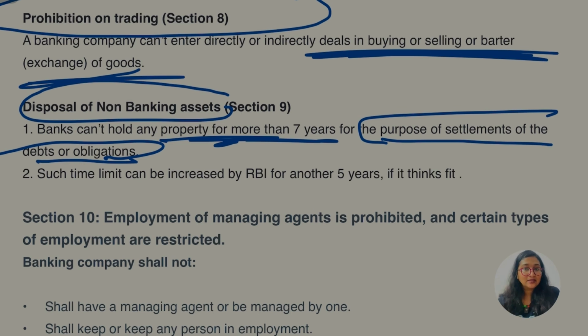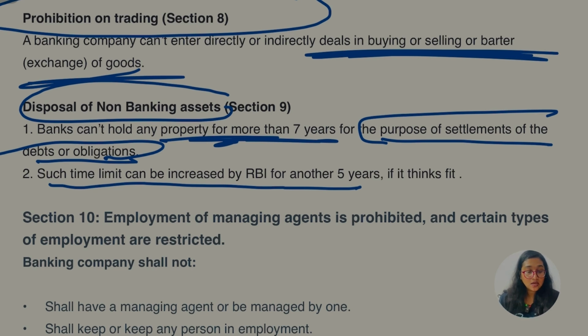But in some cases the extension is granted. Extension is granted for 5 further years, and it is granted by whom? The Reserve Bank of India, RBI. So such time limit can be increased by RBI for another 5 years. But this is only possible if the banking company is using that property for itself. If it is using it for leasing or selling or something else, they cannot do it.